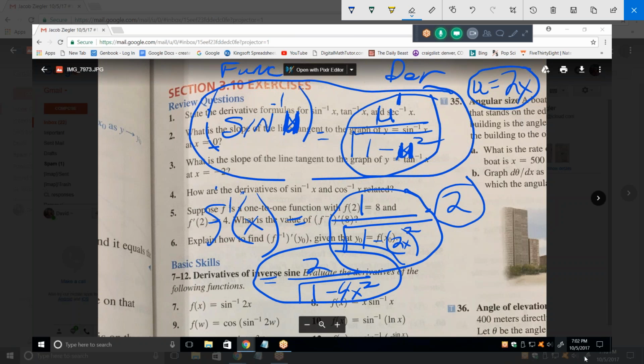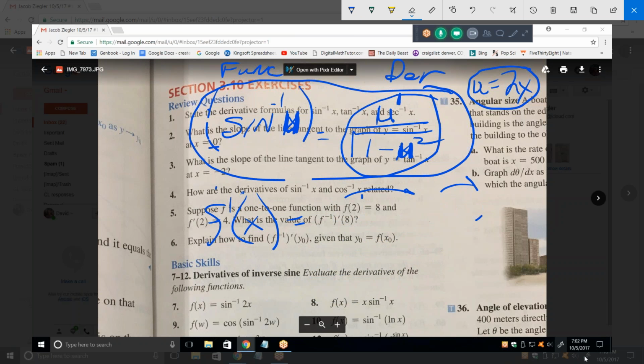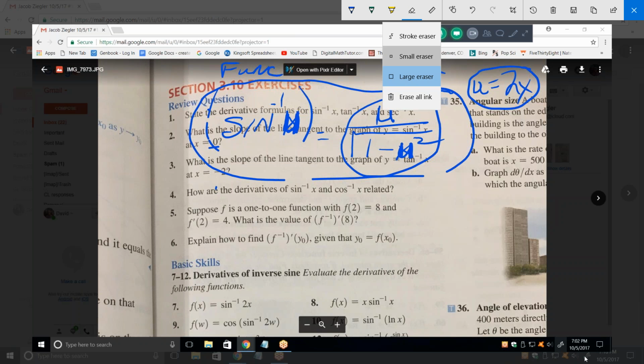Let's do a few more and you'll get the hang of it. I like the way they do all sine and cosine. So number 8. This is going to require you to use the product rule. And there's no inside here. In other words, for number 8, we're going to use this formula.